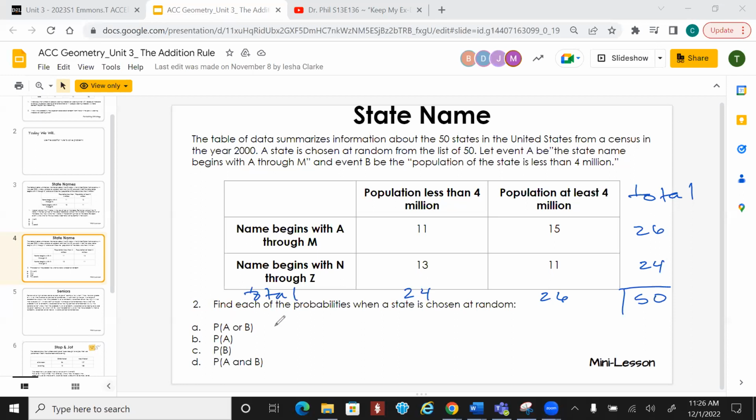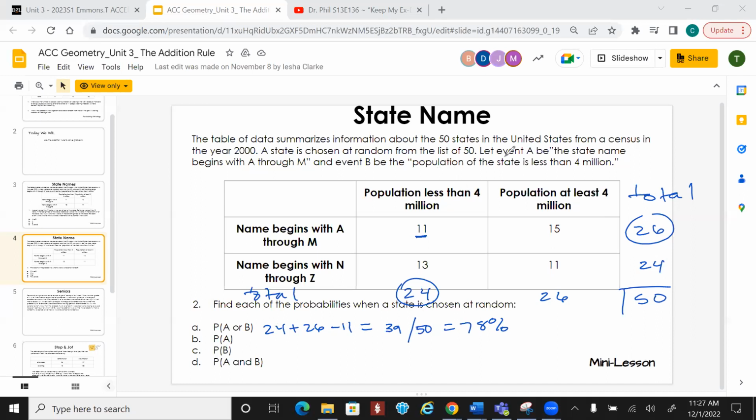So probability of A or B. That means anybody who is less than 4 million or names begin with A through M. Last time we said take this number plus this number and minus the intersection, 11, because that's where they intersect. So we're going to take 24 plus 26 and subtract 11. Somebody do the math. And then that's going to be out of 50, right? So 39 out of 50 is 78%.